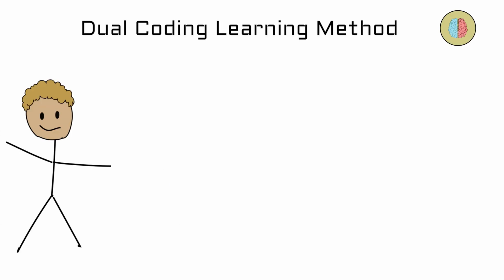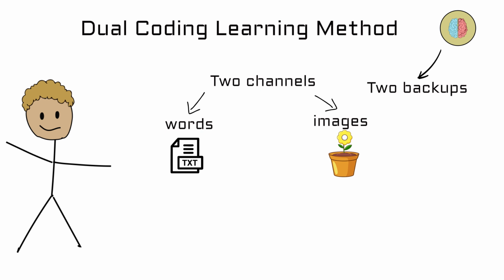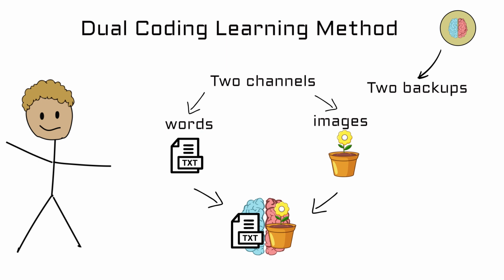Dual coding learning method. Dual coding basically means giving your brain 2 backups of the same info. Our brain has 2 main channels for processing information. One handles words and the other handles images. When you learn using both words and pictures together, your brain stores 2 versions, a text file and an image file. That instantly doubles your memory power.